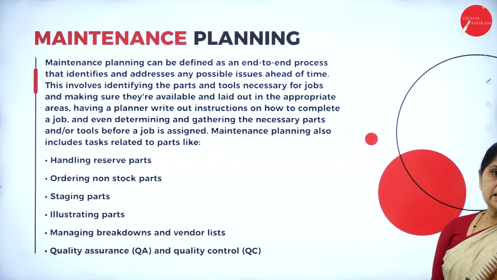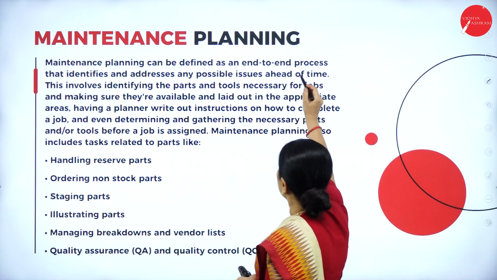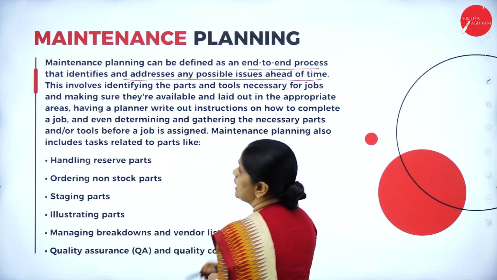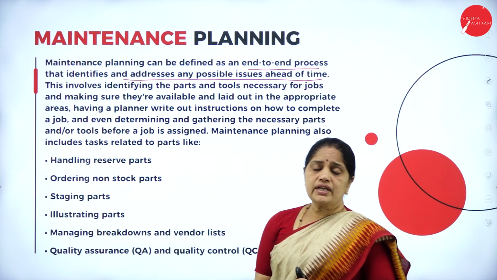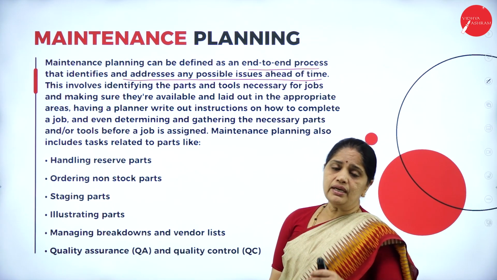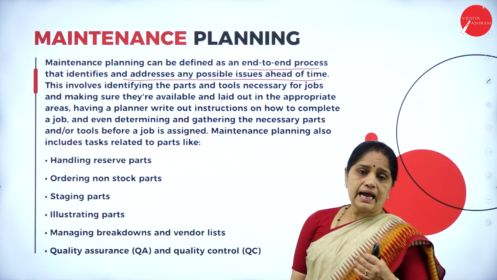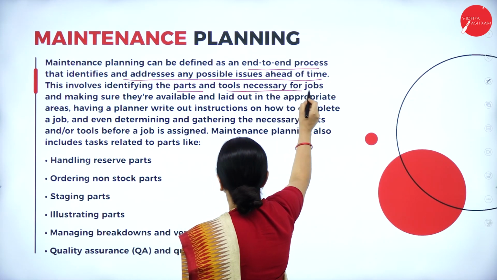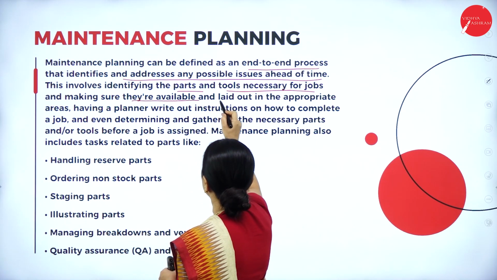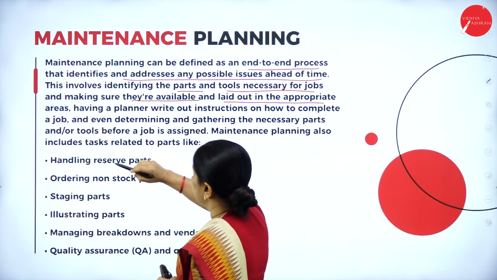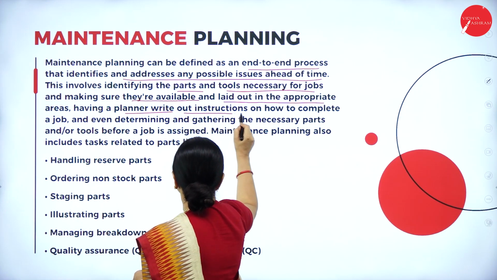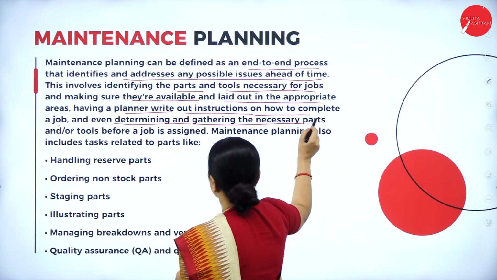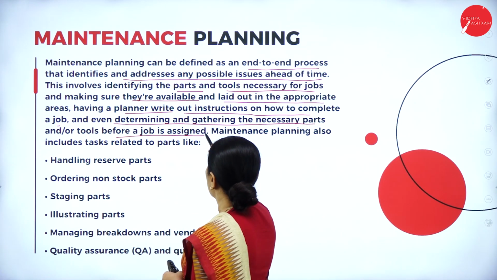So next is maintenance planning. It can be defined as an end-to-end process that identifies and addresses any possible issues ahead of time. So what are the various possible breakdowns of the machinery? We have to just foresee it and be prepared for that. So this involves identifying the parts and tools necessary for jobs and making sure they are available and laid out in the appropriate areas, having a planner write out instructions on how to complete a job, and even determining and gathering the necessary parts and tools before a job is assigned.